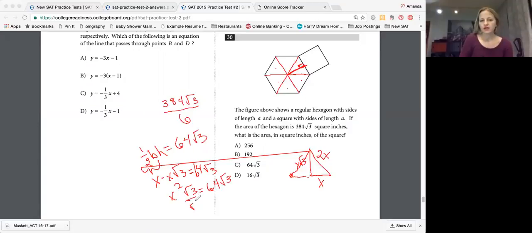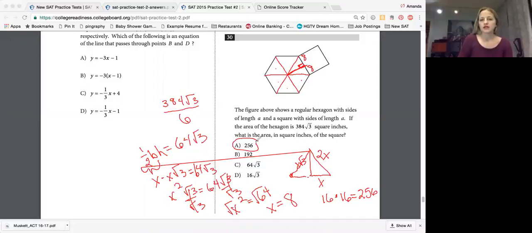I can divide by square root of 3 to get the x squared by itself. And now I'm left with x squared equals 64. So my x value, take the square root of that, is 8. And be very careful of what 8 is. 8 was half of the base, not the whole base, which means my whole base is 16. So I know that it's 16, and I know that the area of a square, which is what they're looking for, is side squared. So 16 times 16, which is 256.